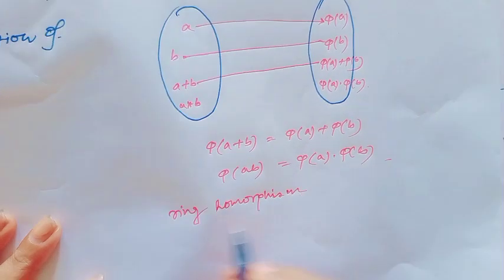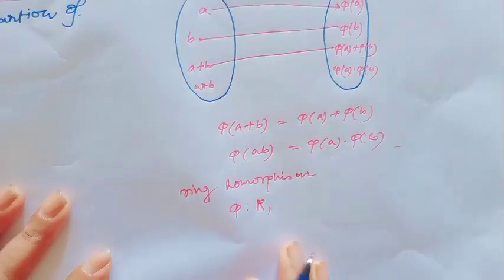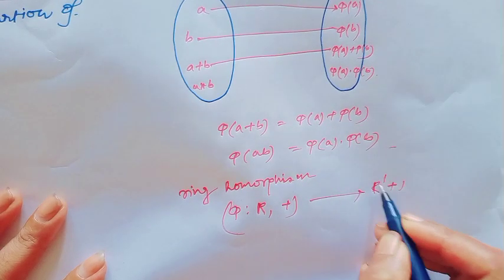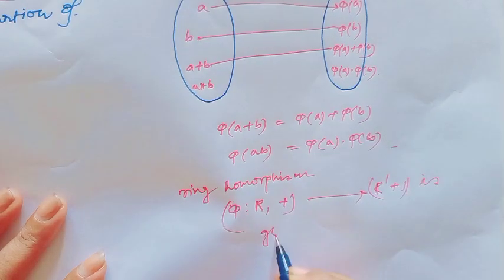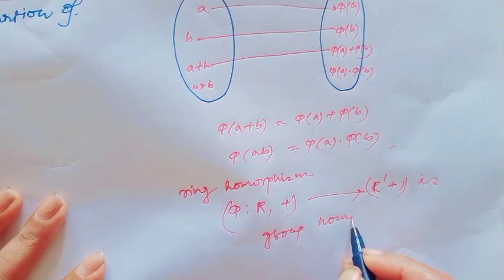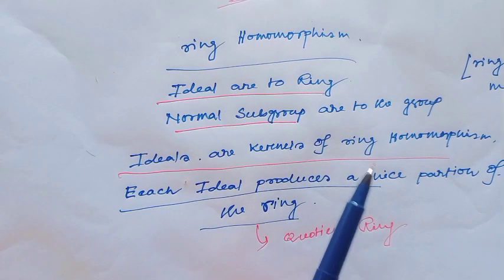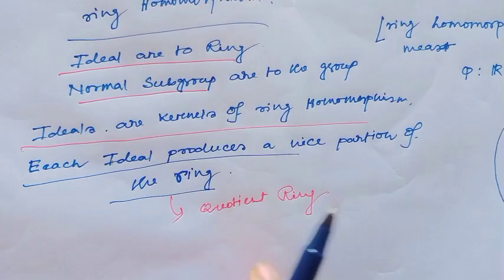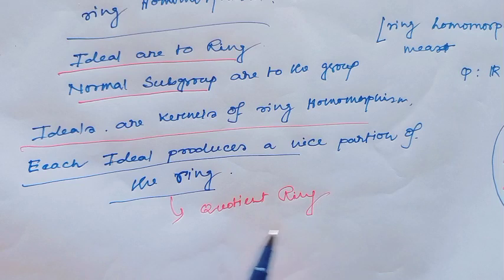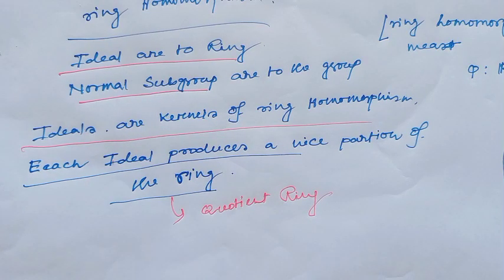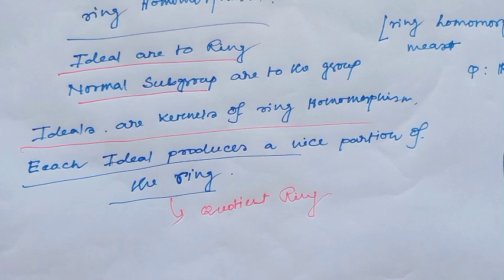If we eliminate the multiplication part, then phi from R with respect to addition to R' with respect to addition is actually a group homomorphism. So ideals are kernels of ring homomorphisms, and each ideal produces a nice partition, which is the idea of the quotient ring, which I will show a few minutes later. Phi's kernel is an ideal.